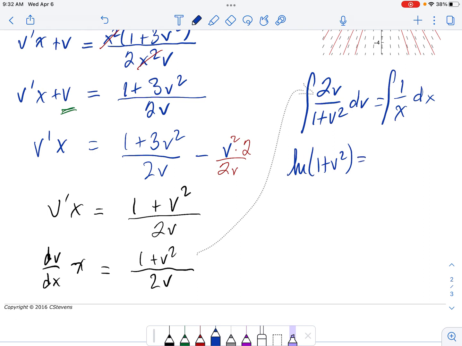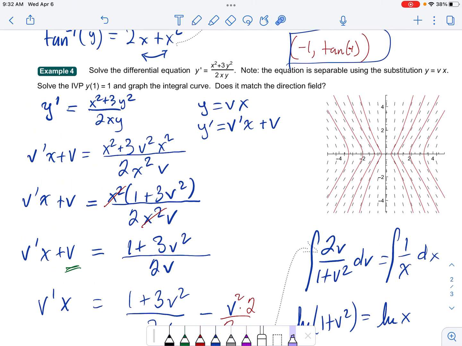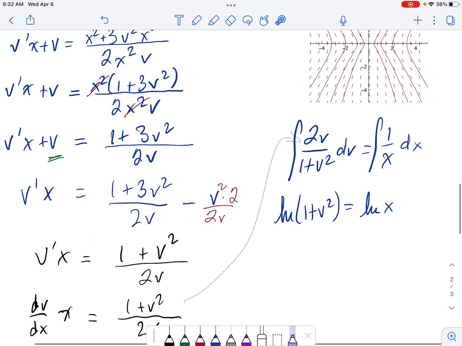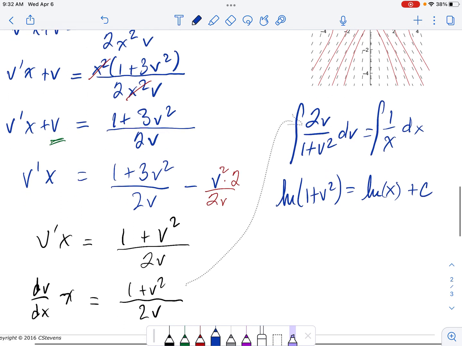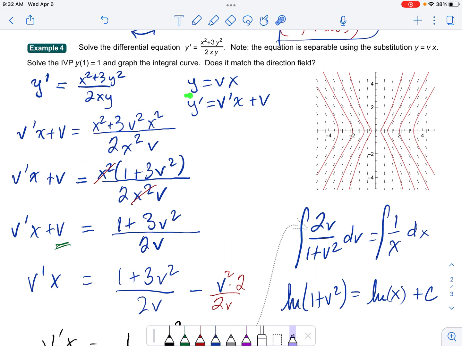Same thing on the right-hand side. I know that that's going to come from the natural log of x, and technically the absolute value of x, but I can see that we're using x as a positive one. So I'm going to leave off the absolute value for now. I don't think we'll need it, so let's just do the natural log of x. But I will have a plus c. From here, we just need to solve for v and eventually back substitute what v is equal to, which would be y divided by x, and try to get down to a solution for y.